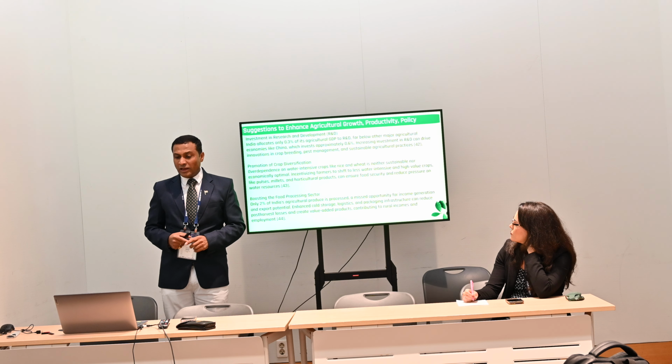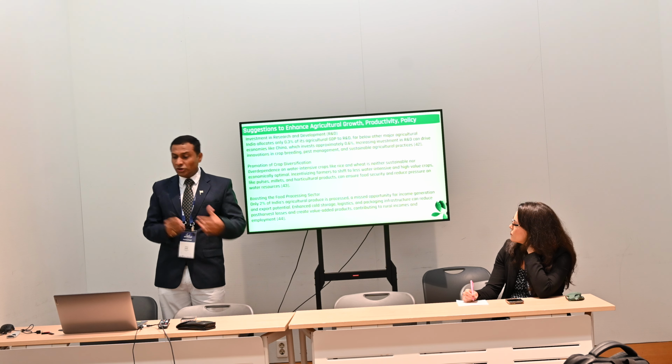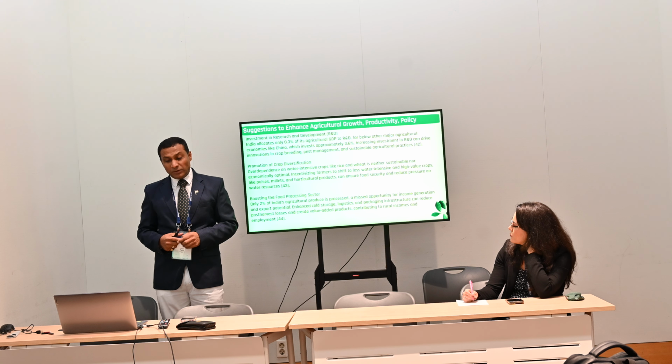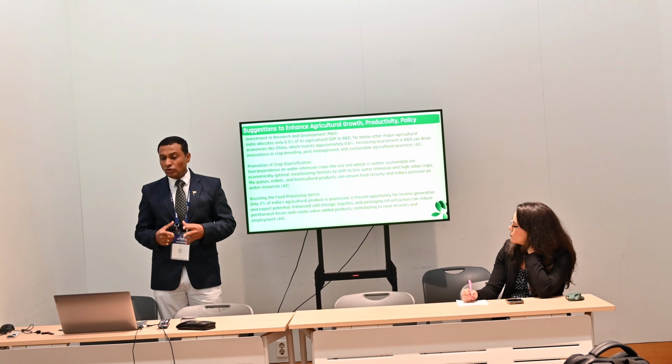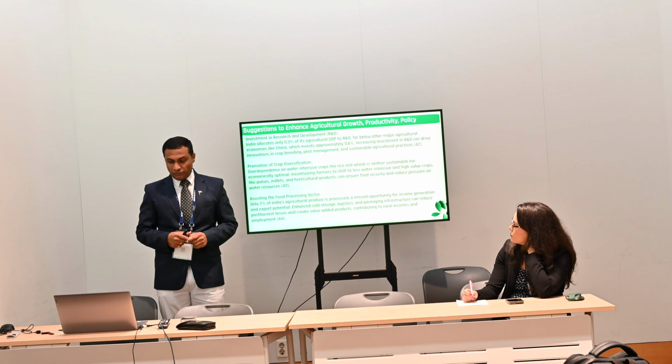Promotion of crop diversification. Overdependence on water-intensive crops like rice and wheat is neither sustainable nor economically optimal. Incentivizing farmers to shift from water-intensive crops to high-value crops like pulses, millets, and horticulture products can ensure food security and reduce pressure on water resources.